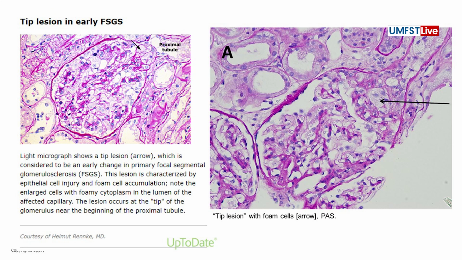In tip lesions, here, this is the entrance, the vascular pole, and this is the opposite side. You see some foamy cells. Yes, they are foamy cells in tip lesions in the urinary pole of the glomerulus. And this is a ribbon-like thickening of the basement membrane, GBM, here.